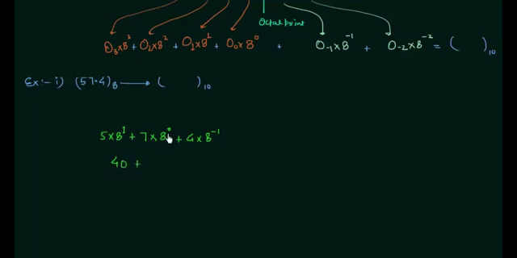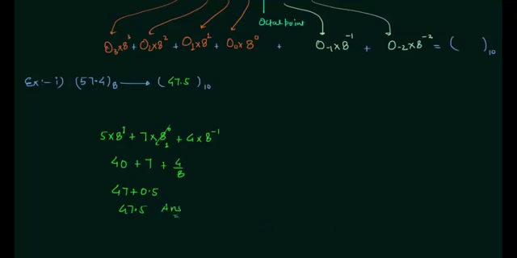Solving this, we have 8 multiplied by 5 is 40. 7 multiplied by 1, 8 raised to power 0 is 1, is 7, plus 4 by 8. We can write 8 raised to power minus 1 as 1 by 8. So we have 47 plus 0.5 or 47.5. This 47.5 is in decimal, and this is our answer.